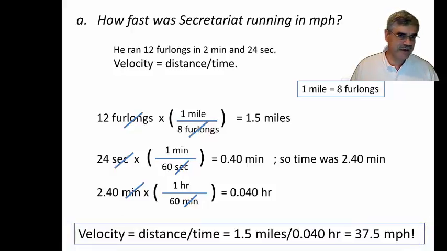How about humans? How fast does a human miler run? Well, a human miler will run maybe about 15 miles per hour, so much less. A sprinter, Usain Bolt, ran at its maximum speed about 27 miles per hour. So you can see that Secretariat over 1.5 miles was running faster than Usain Bolt ran.